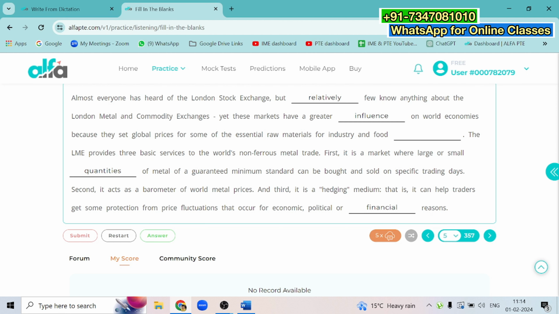I knew something else is going to come. Some adverb is going to come. So relatively few know anything about the London Metal and Commodity Exchanges. Yet these markets have a greater dash. Now greater is what? Greater is used as an adjective. So we'll get a noun here. Greater influence on world economies because they set global prices for some of the essential raw materials for industry and food dash. Now, what is going to come here? Raw materials for industry and food dash. Some noun is going to come here.